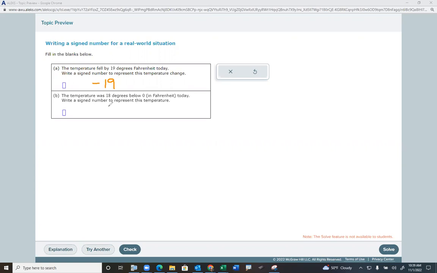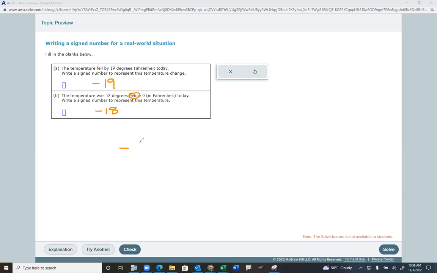And on part B, the temperature was 18 degrees below 0 today. Write a number to represent this. Well, below 0, that's where you get into negative temperature. So the temperature was -18 degrees. That's what we mean when 18 below 0 is -18.